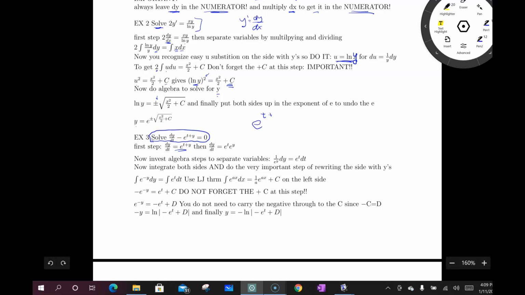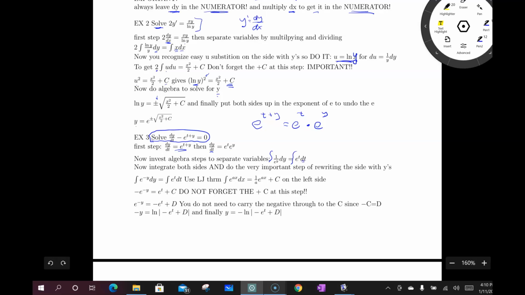So e to the t plus y is the same thing as e to the t times e to the y, because you add exponents when you multiply things with the same base. All right, so let's multiply both sides by dt and divide by e to the y. All right, so I'm ready to integrate, right?